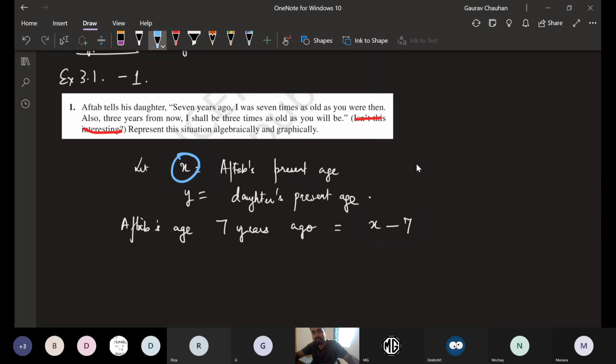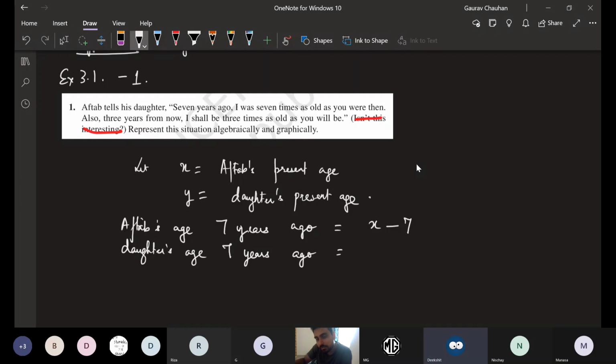This x is basically some 20 years, 30 years, whatever it is. 7 years ago, it was 20 minus 7, 30 minus 7, whatever it was. Does not matter. Whatever x is, 7 years ago he was x minus 7 years old. Continue. Similarly, the age of his daughter will be y minus 7. Can you complete the sentence properly, Dikshit? Daughter's age 7 years ago will be equal to y minus 7. Very good.